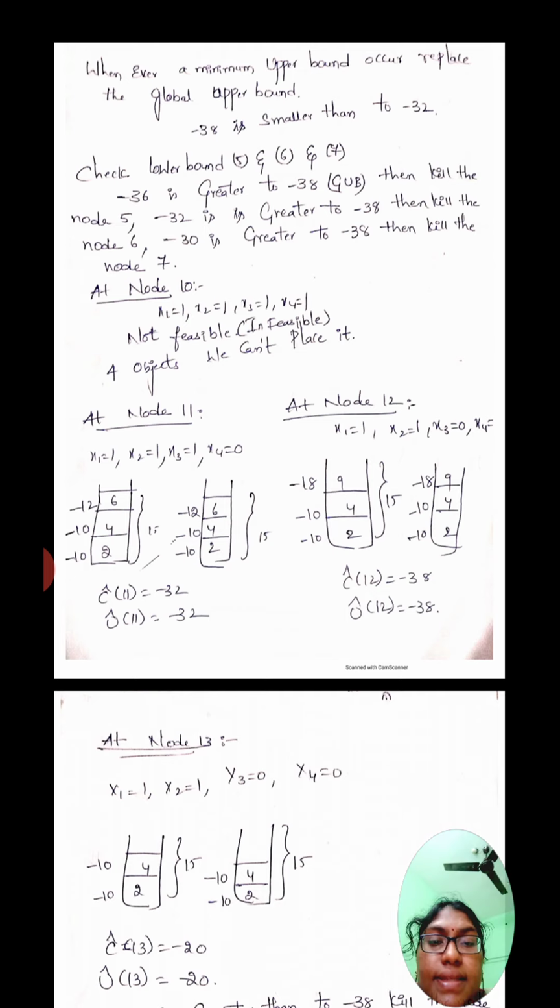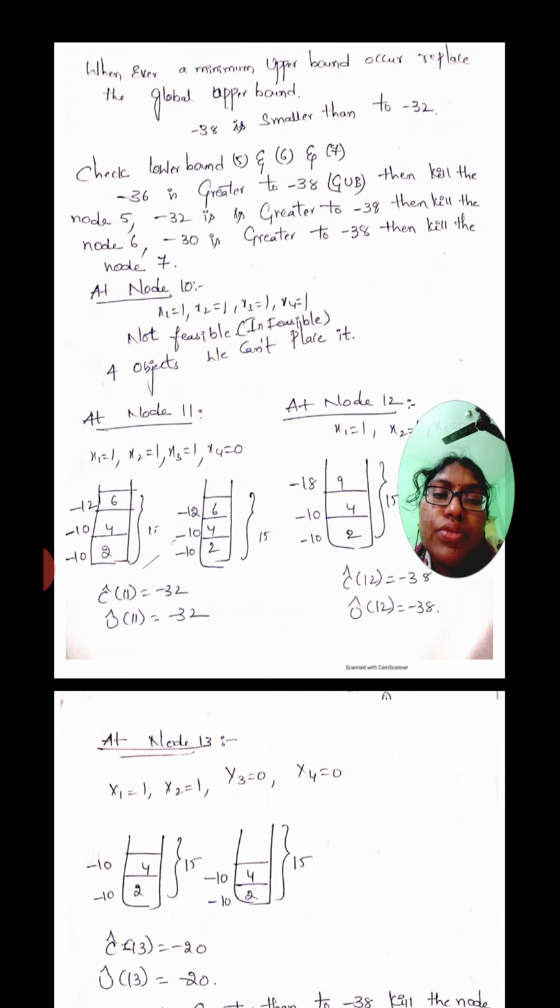Listen, minus 10 first profit, weight 2; minus 10 second profit, weight 2, is 4. The third object is assigned 0, we don't want to place it in the knapsack bag. Coming to the fourth, profit minus 18, weight 9. We have to add minus 10 plus minus 10 plus minus 18. How much? Minus 38. C cap of 12, in the sense lower bound, and U cap of 12, in the sense upper bound, is equal to minus 38.